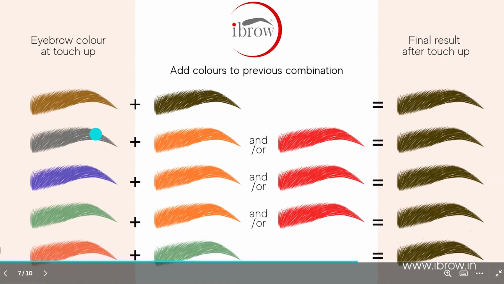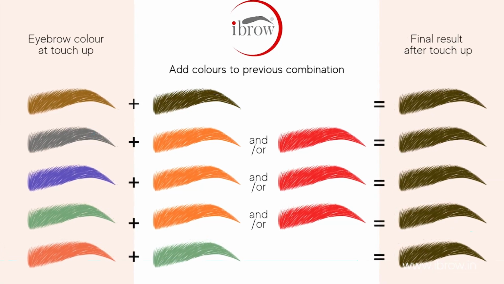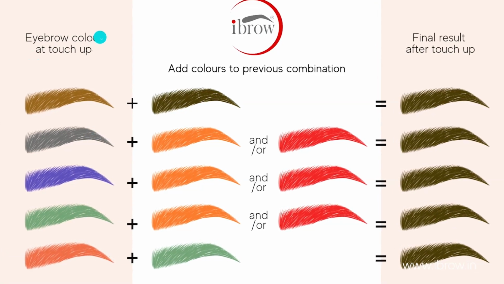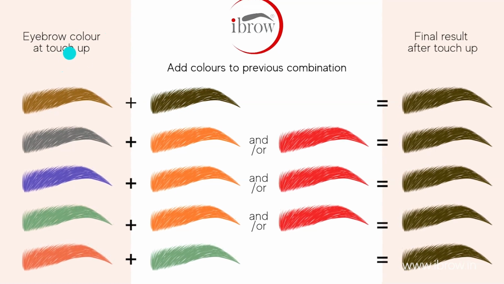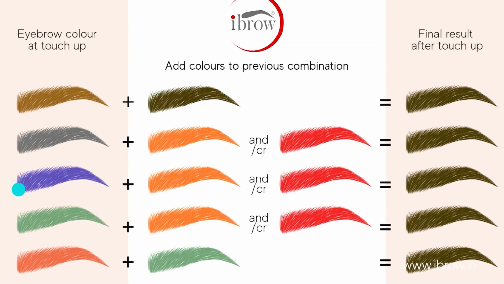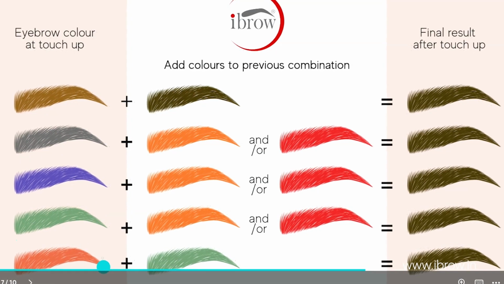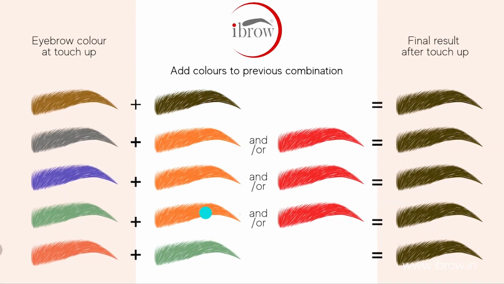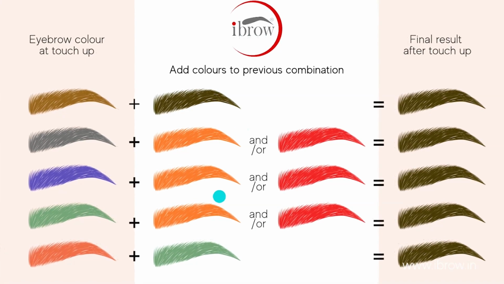So here is a chart for you to understand. When I say eyebrow color at touch up, it means the brow color that you are seeing, it might not be exactly grey colored or blue colored or green colored or red colored like you are seeing on the screen, but we are talking about a bluish or a greenish tinge in the color. So the proportion of orange or red that you mix in order to correct these colors will vary based on how blue or how green it has turned out.